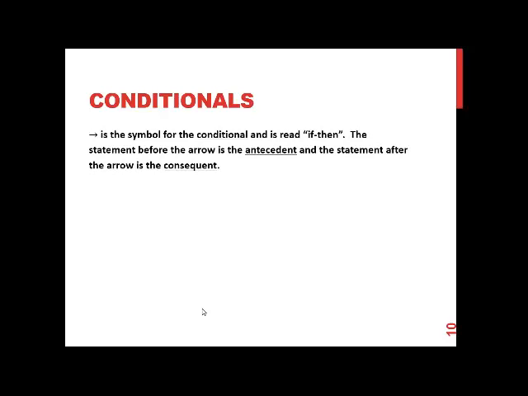Conditionals. The arrow is a symbol for conditional, and it is read "if, then." The statement before the arrow is the antecedent, and the statement after the arrow is the consequent. And it is read if the antecedent, then the consequent. So P goes to Q is actually read if P, then Q. So we put the "if" in front of the antecedent on the conditional.